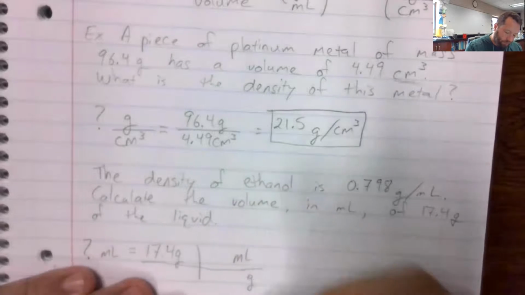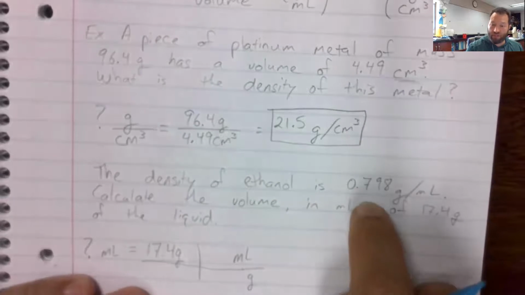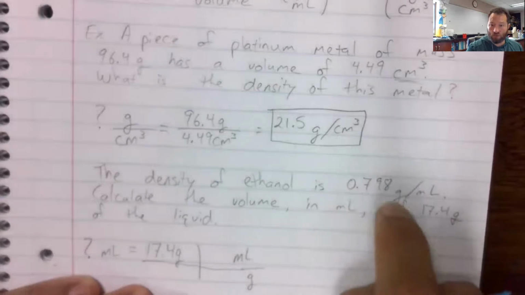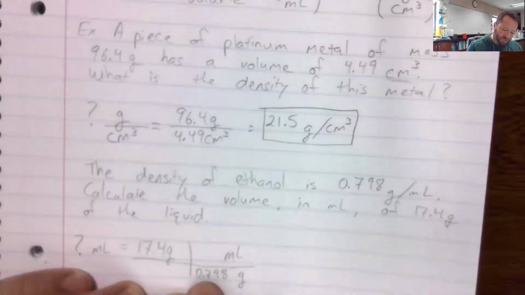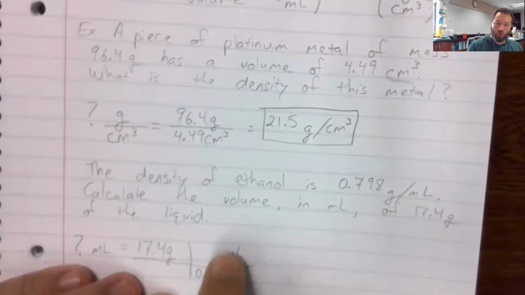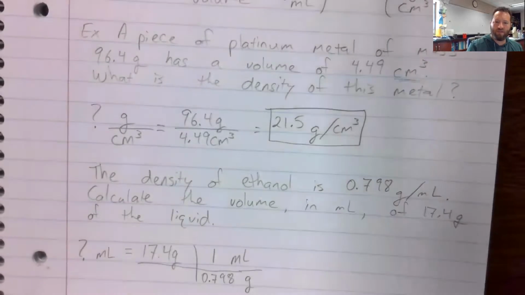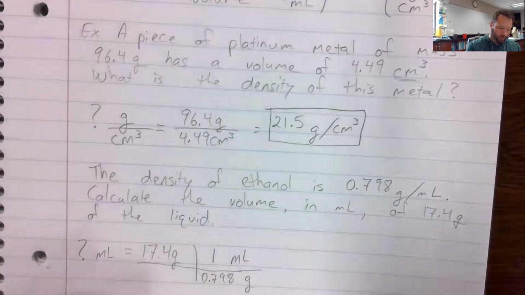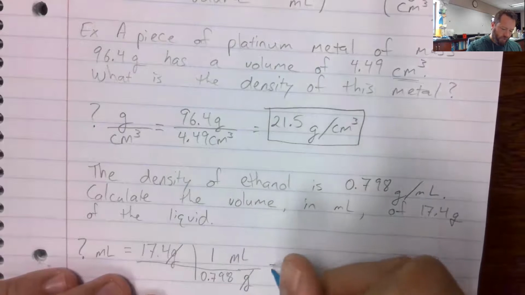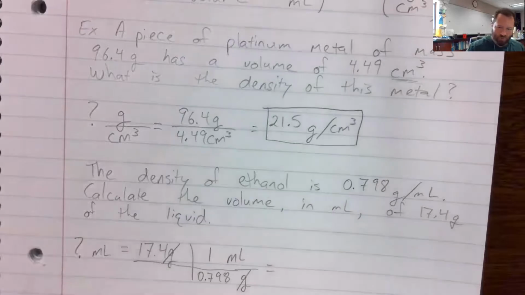So grams there, I can put milliliters on top because that's what this conversion right here is. Now we do have to watch out though, that 0.798 goes with the grams, so that needs to go on the bottom. 0.798 grams per 1 milliliter. That's what that density tells us, 0.798 grams per 1 milliliter. So there we go. Grams is canceled out. We're left with the unit milliliters, which is exactly what we were looking for. This is great. We're in great shape.